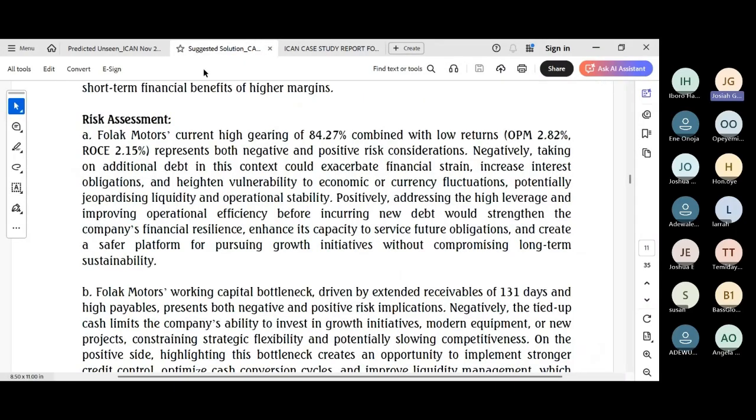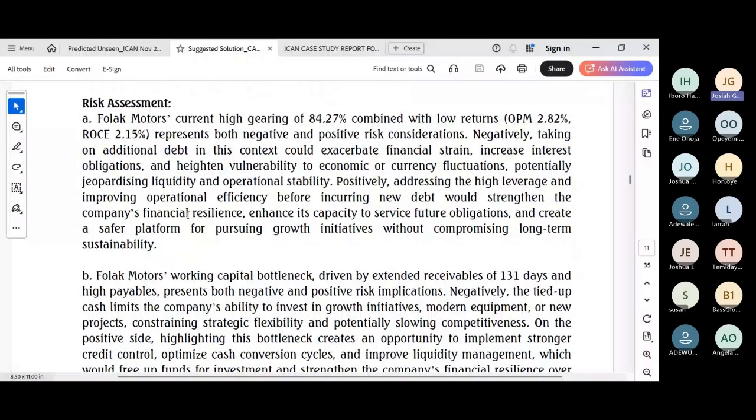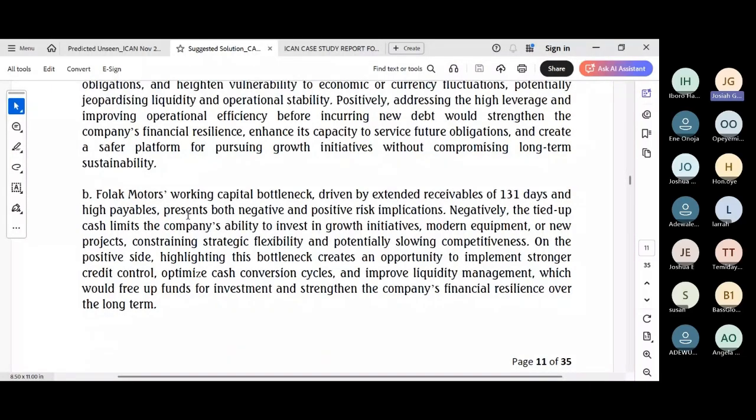Looking at that, we're using high gearing as a risk now. We're saying negatively taking on additional debt in this context could exacerbate strain, increase interest obligations, and heighten vulnerability to economic or currency fluctuation. So positively, it could address the high leverage and improve operational efficiency. So it's a two-way thing. Risk is two-way. So it now depends on what the board decides to go with. It depends on the board's risk appetite or their risk tolerance. Very important. I know we have a lot of risk people on the call, so you understand what I'm saying.